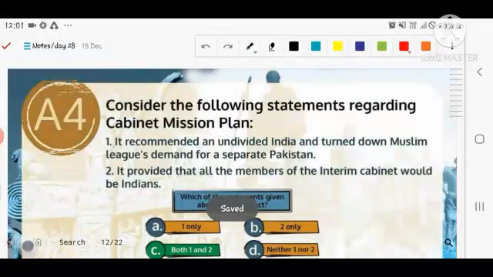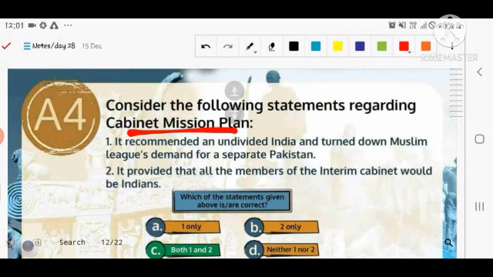Let's see the next question. Next question, for example, yes, the Cabinet Mission recommended the undivided India. They wanted India should be a union or in union form, and then the Muslim League demanded a separate Pakistan. Yes, that is also correct.